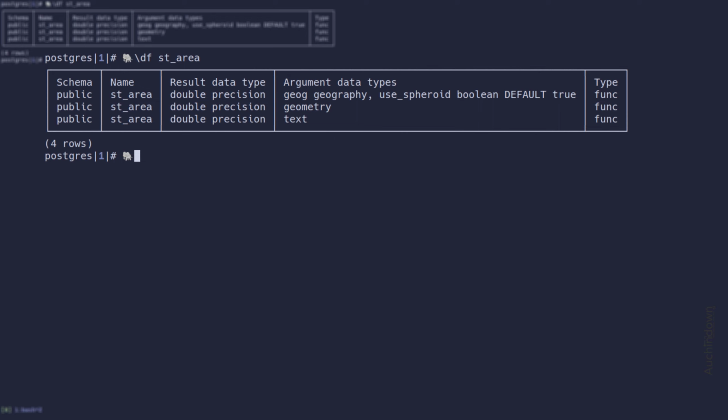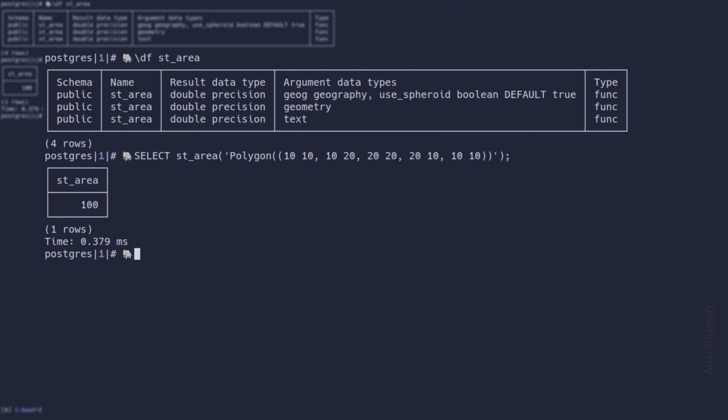Let's do a simple example using the third variant. This polygon is a square with sides 10 units in length and thus an area of 100 units squared. Pretty straightforward. Nothing complex really about this function.